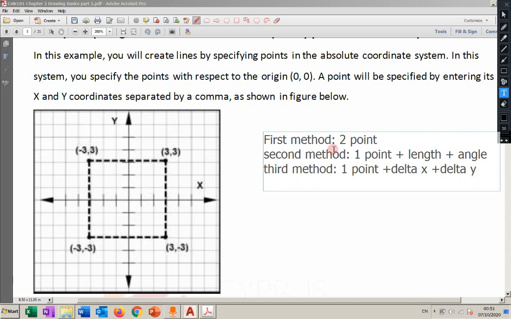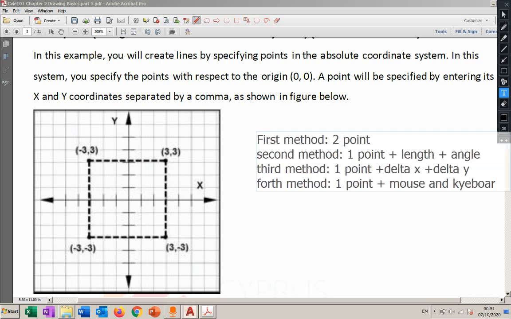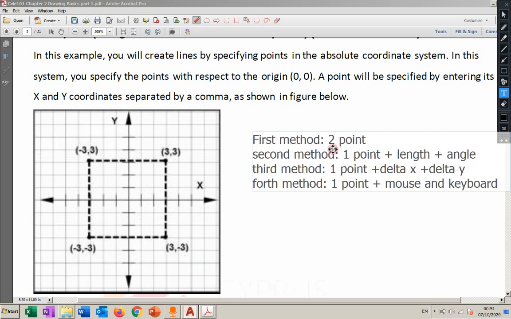The last method, the fourth one, is using 1 point plus mouse and keyboard. We're going to come back to this one at the end. So those are the methods that we have.